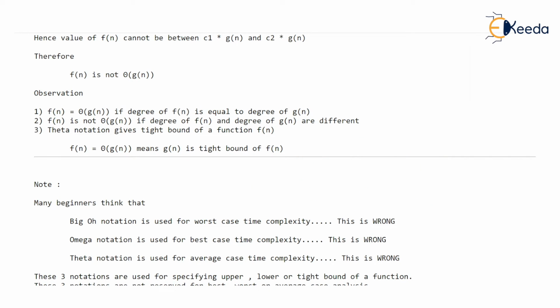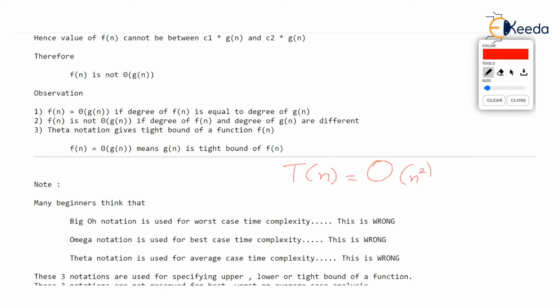Whereas if somebody tells you that Tn is O of n square, suppose, then you know Tn is less than or equal to n square. So T is a function of n. Then Tn can be even n plus 1, because n plus 1 is less than or equal to n square. Any function which has degree less than or equal to degree of Gn makes the O notation true, isn't it?